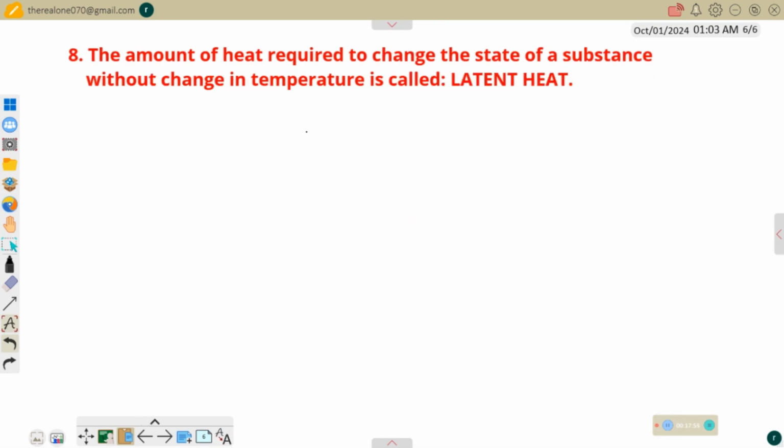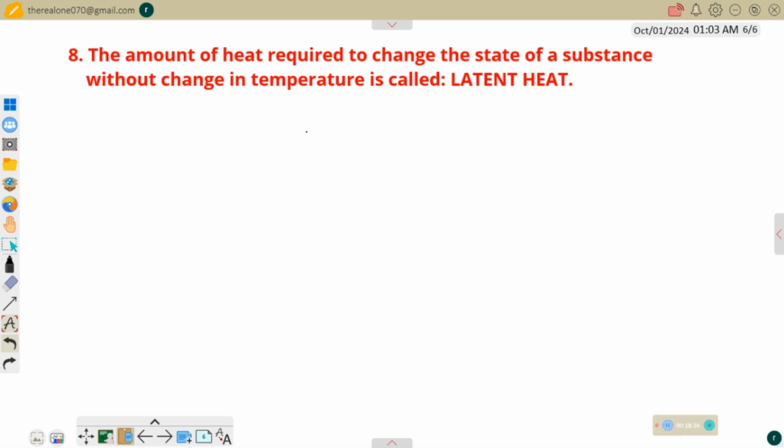So another fact is the amount of heat required to change the state of a substance without change in temperature is called latent heat. This is another important fact. So when a substance gets to the point where it will change its state, maybe from solid to liquid, at that point there is an equilibrium position where there is no change in temperature. So change of state will only occur there without change in temperature. There will be a constant temperature at that point.